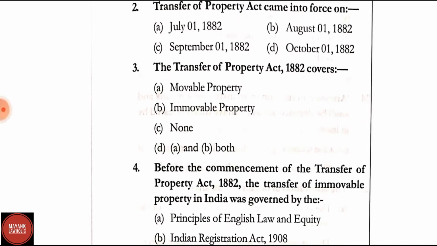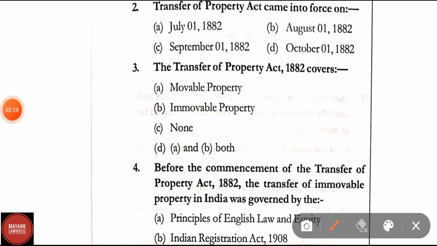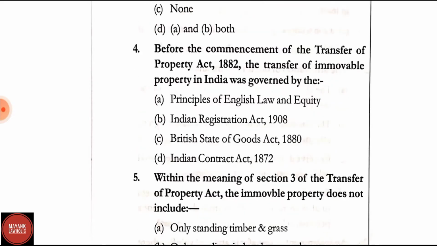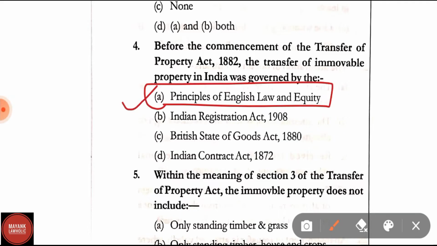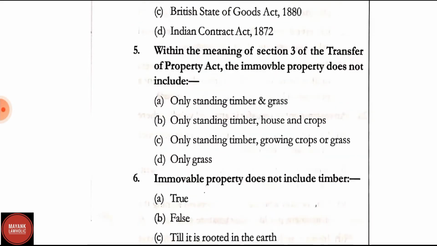Question 3. The Transfer of Property Act, 1882 covers movable property, immovable property, none, A and B both. Correct answer is D. That is, movable and immovable property both are covered under Transfer of Property Act. Question number 4. Before the commencement of the Transfer of Property Act 1882, the transfer of immovable property in India was governed by principles of English law and equity. Option A is correct.